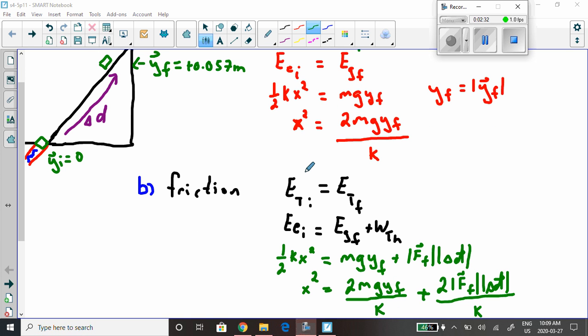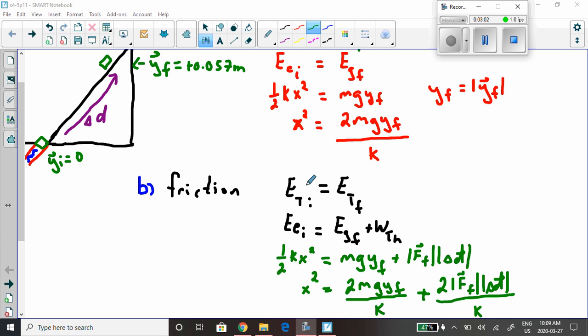Now, in the second part of this question, there is friction. So we are very interested in the path length, and we're going to define the path length as delta D right here. It moves through this distance. And as it's moving through this distance, it's experiencing a force of friction down the ramp. It's trying to oppose the motion. Having said that, the way to attack this problem is still through the law of conservation of energy.